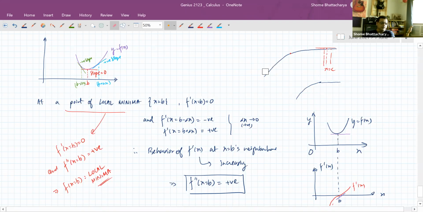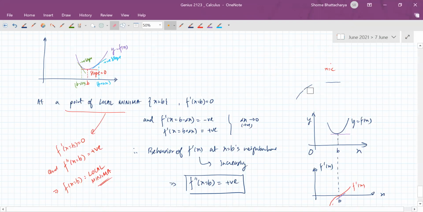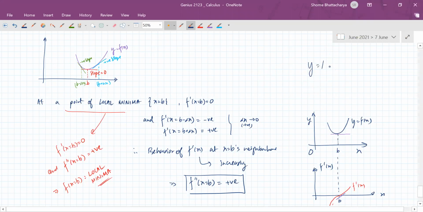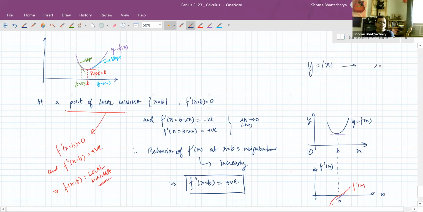Now I'll give you another example. You know the function mod x. How is it defined? It is defined as: at x equal to 0, y is equal to 0; for negative values of x, y is equal to minus x; and for positive values of x, y is equal to x. So how does the graph of this function look? It looks like a V, no?